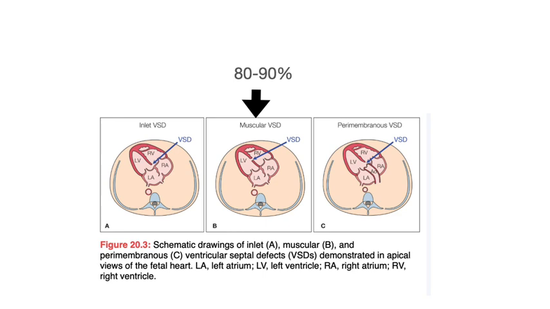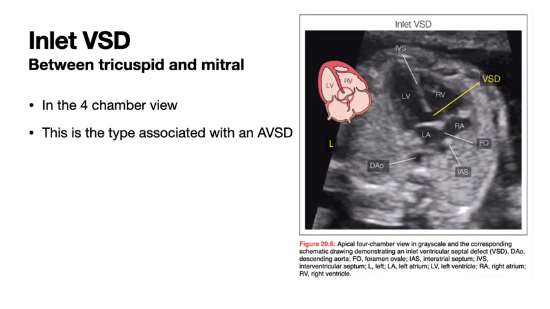Well, 80 to 90% of VSDs are muscular. An inlet VSD is where the inlets are. The inlets are the mitral and tricuspid valves. The outlets are the great arteries. So an inlet VSD is between the tricuspid and mitral valves. Therefore, you can only see that in the 4-chamber view. You have to be down at the bottom where the inlets are to see an inlet VSD.